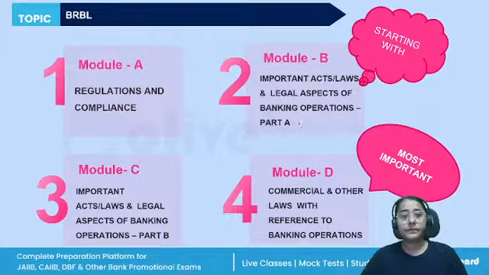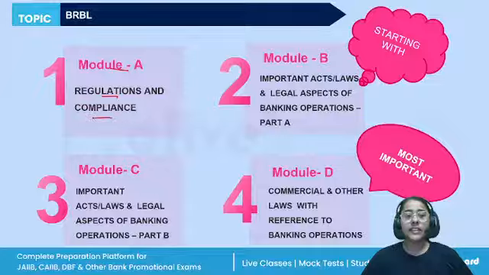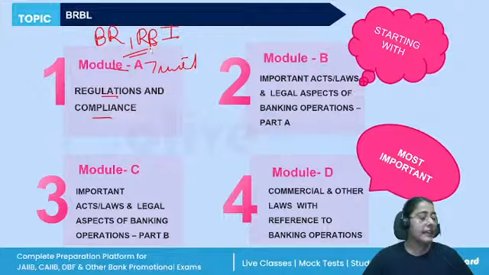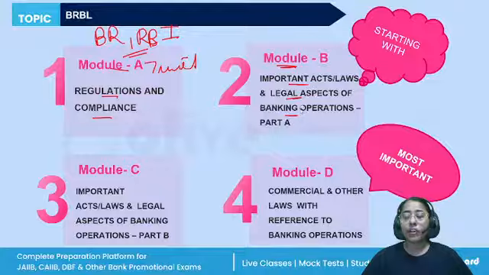Now, if we talk about the priority, your module A is regulations and compliance. There are 7 units here. These 7 units are basically covered in your Banking Regulation Act and the RBI Act. The Banking Regulation Act and RBI Act are there in module A. Then module B, important sections, laws and legal aspects of banking operations.